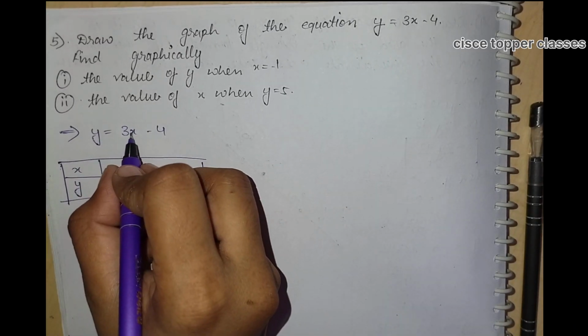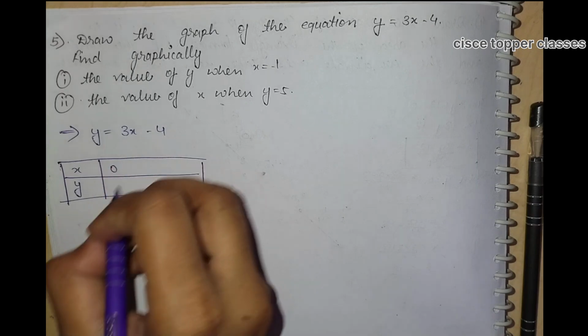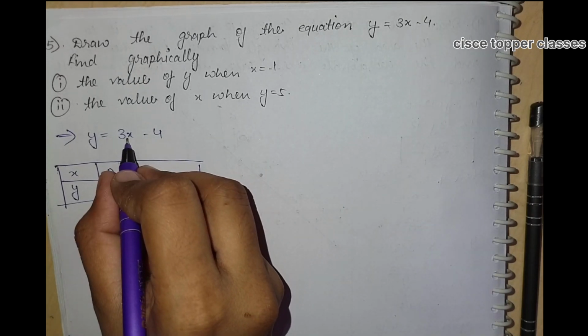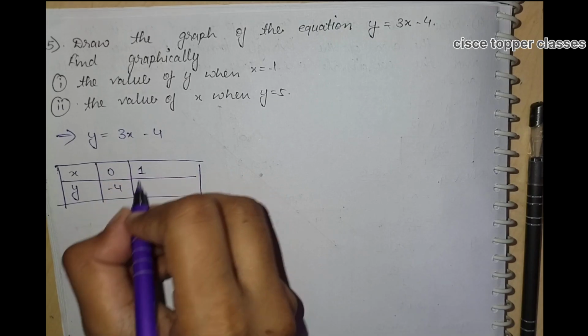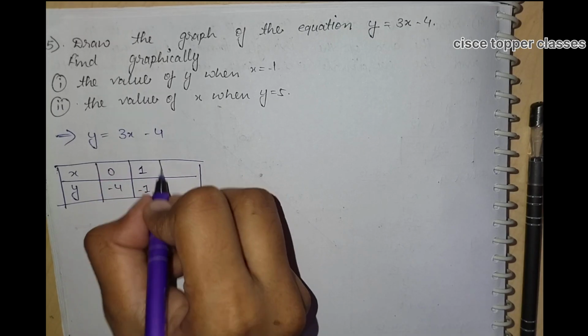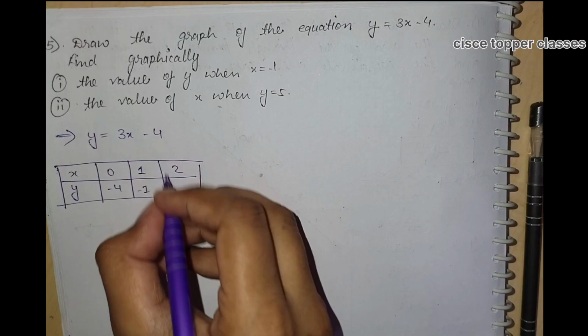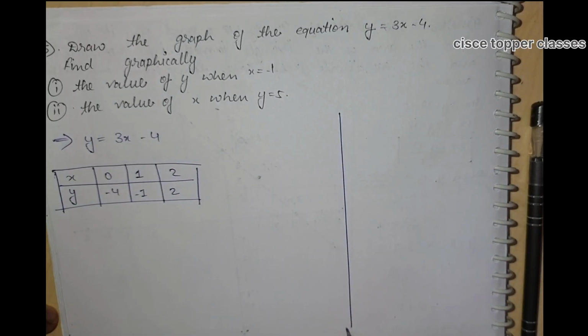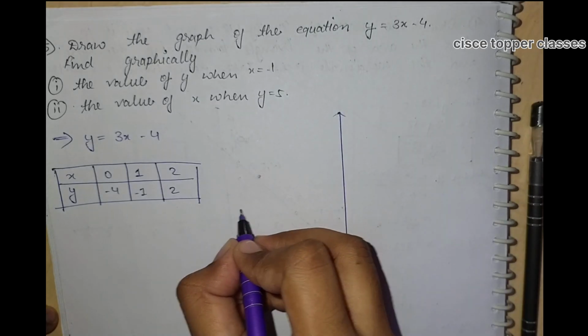If we put the value of x as 0, we will get minus 4. And if we put the value of x as 1, this will be 3 minus 4, which is minus 1. And if we put 2, y is equal to 2. And here we draw the graph of this line.